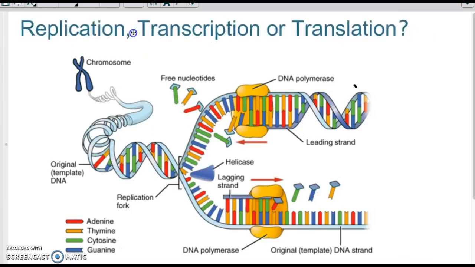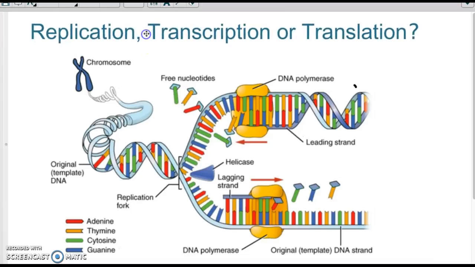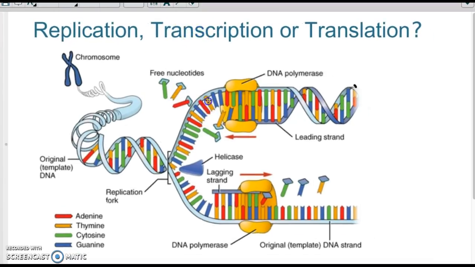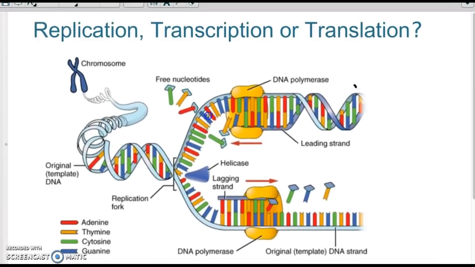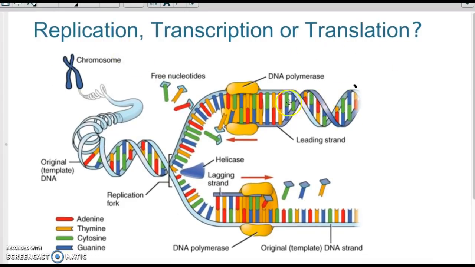So you've learned in this unit these three processes: replication, transcription, and translation. So what is this picture? What process is this picture? Which one of these three? Take a minute, look at the picture. And based off this picture, this would be DNA replication.